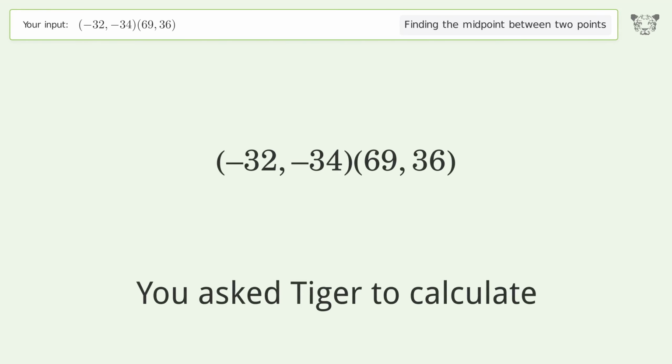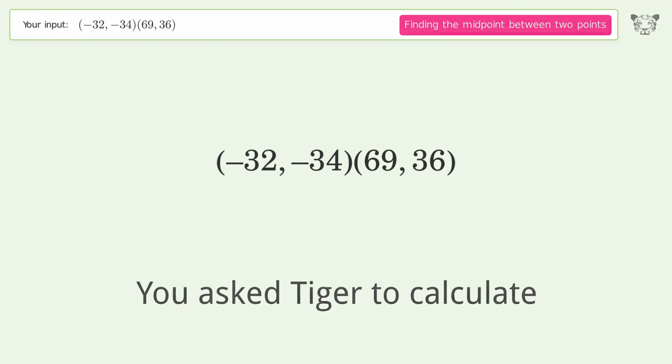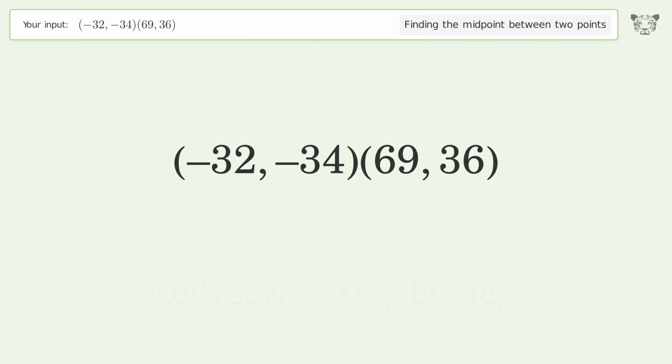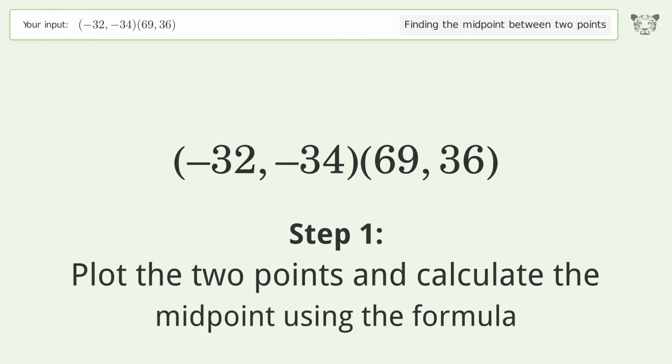You ask Tiger to calculate. This deals with finding the midpoint between 2 points. The midpoint between the 2 points is 18.51. Let's solve it step by step. Plot the 2 points and calculate the midpoint using the formula.